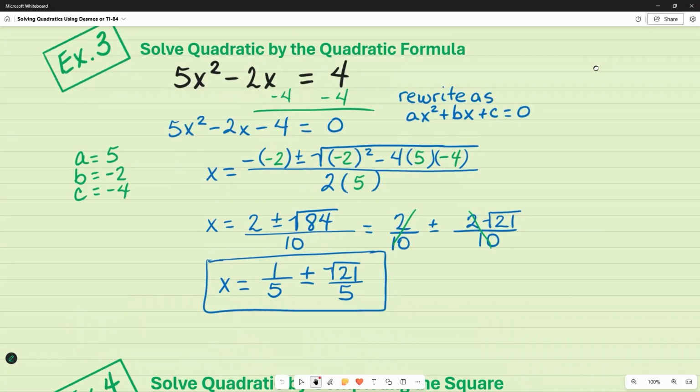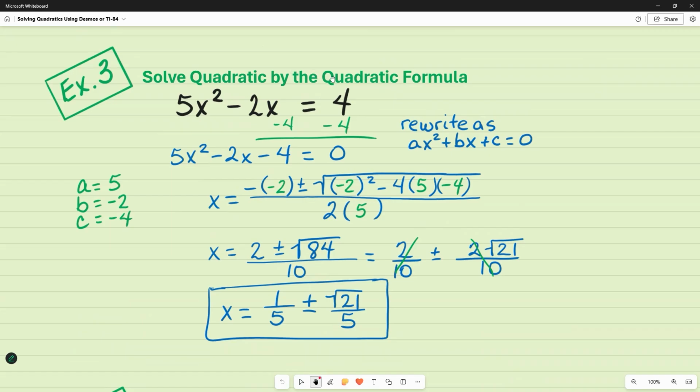Moving on to example 3, we're going to solve the quadratic by the quadratic formula. In order to use the quadratic formula, we have to make sure this is in standard form. So we're going to rewrite it. Whenever you move anything across the equal sign, you have to change the sign. That is why we're taking the inverse of +4 and making it -4.